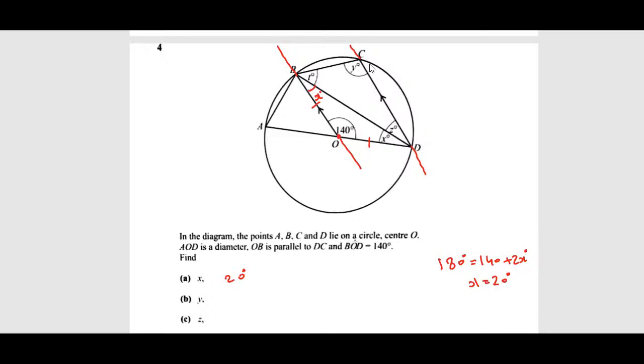Okay, that's okay. If you're not able to find that, let's find all the other angles that we have. You'll see this question would make its own way. So this has turned out to be 20. This is also 20. Okay.